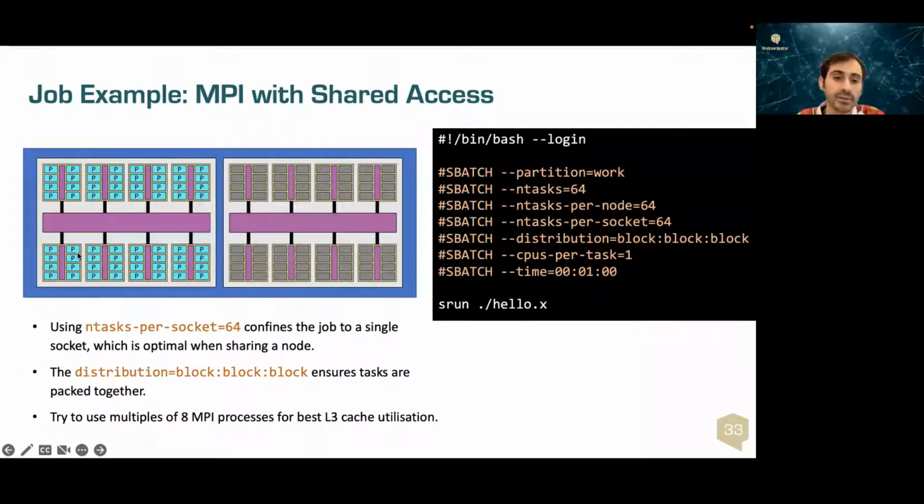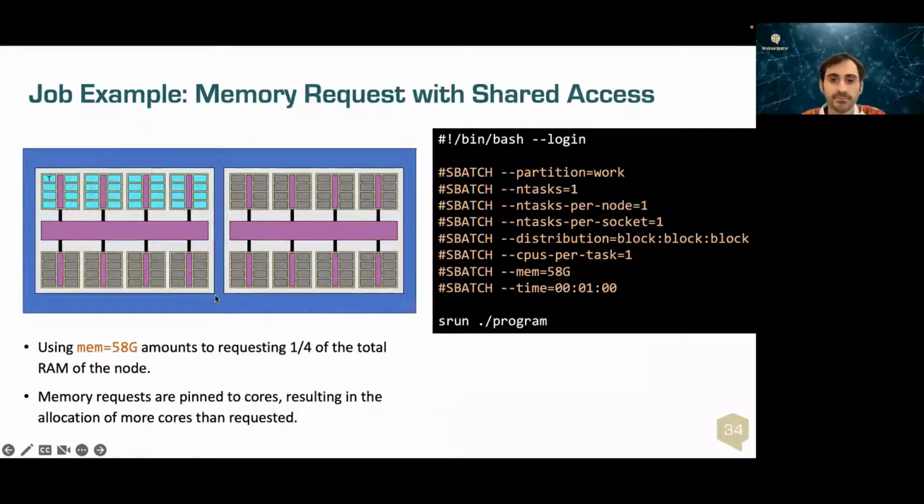And this is the outline. So 64 MPI processes all running together in the same socket with shared access. So it means that this job will only be charged for half of the node usage.